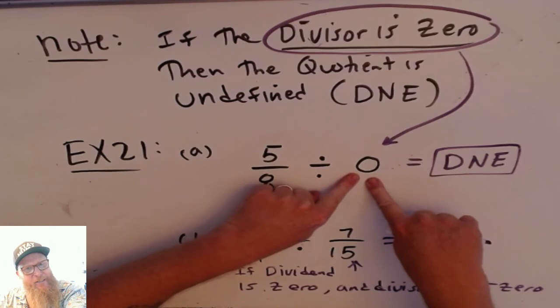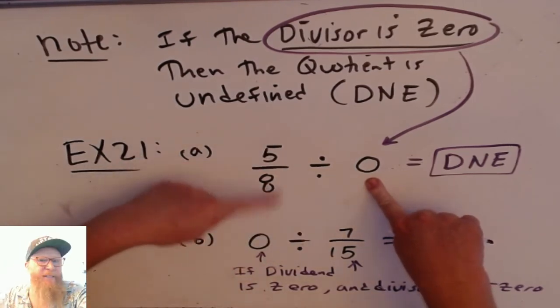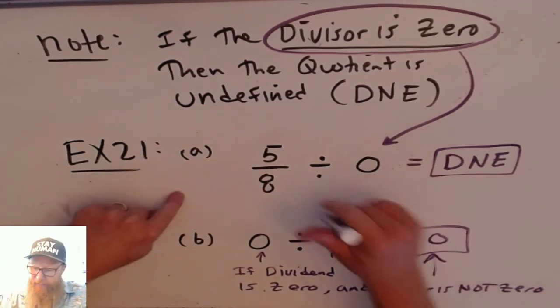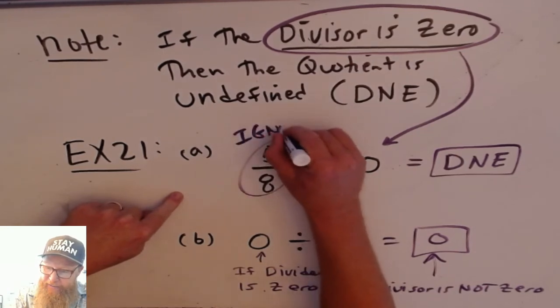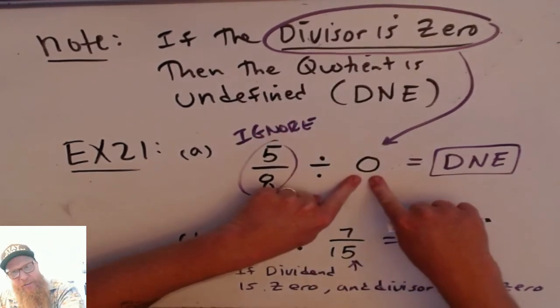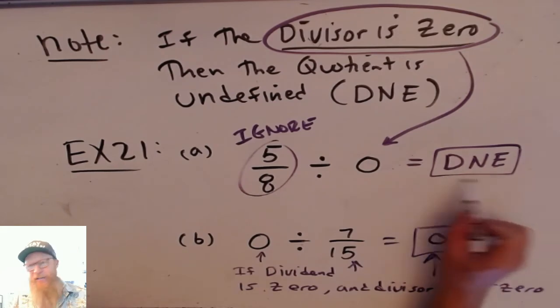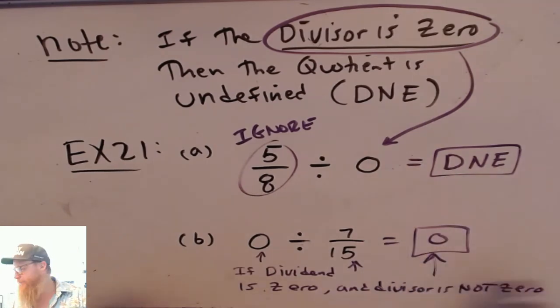Anytime the divisor is 0, it doesn't matter what the dividend is. Yeah, you can just ignore that. As soon as you see a divisor of 0, you get a free answer of D and E.